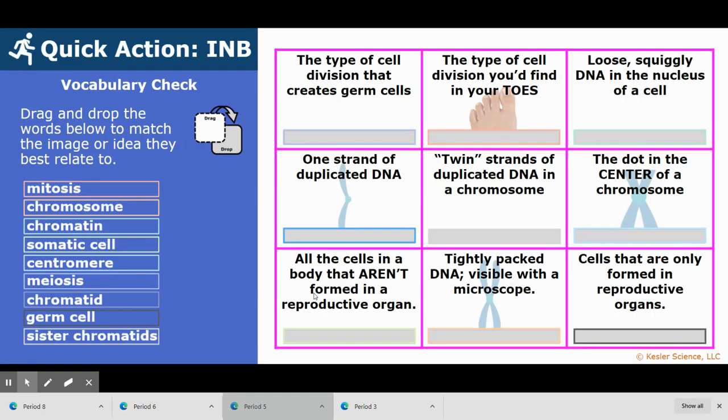This is a drag and drop. You're going to take the words and match them to their definitions. So you should pause the video now and work on this.